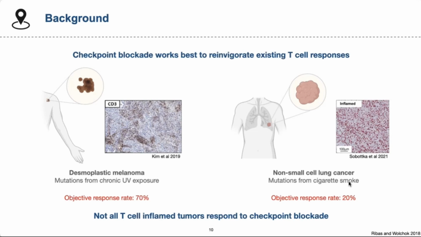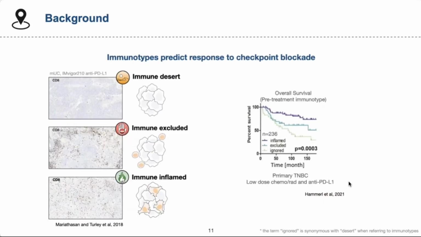And of course, many tumors don't even start with this advantage. Not all tumors are infiltrated by T cells at all. Across cancer types, we recognize three broad immunotypes. Inflamed tumors, shown here, where T cells infiltrate throughout the tumor parenchyma. Excluded tumors, where T cells accumulate at the tumor margins but fail to penetrate to the tumor core. And desert tumors, where T cells are largely absent. So this here is data from the IMvigor210 trial of atezolizumab in urothelial cancer.